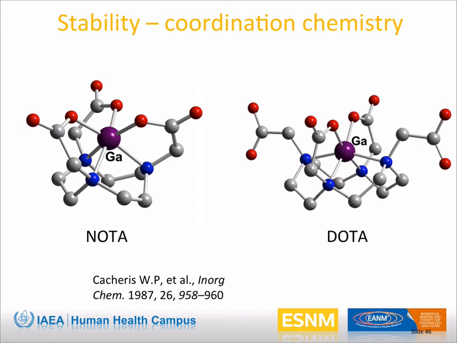And you can see that gallium has 6 coordination. It binds to 1, 2, 3, 4, 5, 6 atoms in the NOTA, and the same in the DOTA: 1, 2, 3, 4, 5, 6. So gallium has the 6 coordination chemistry.